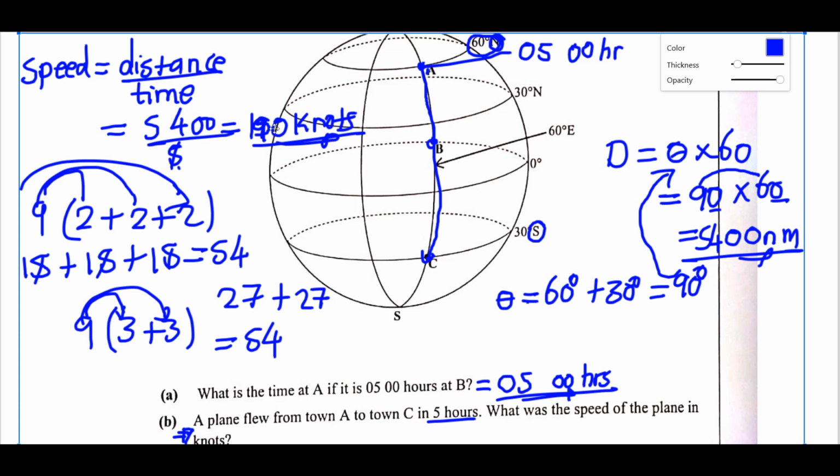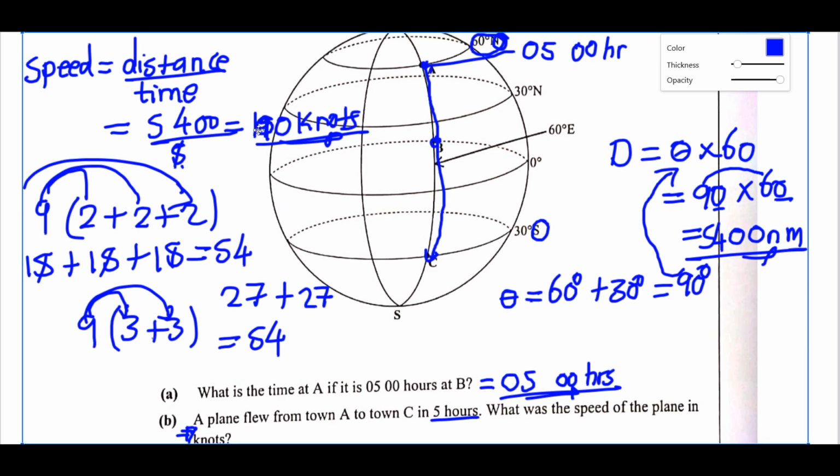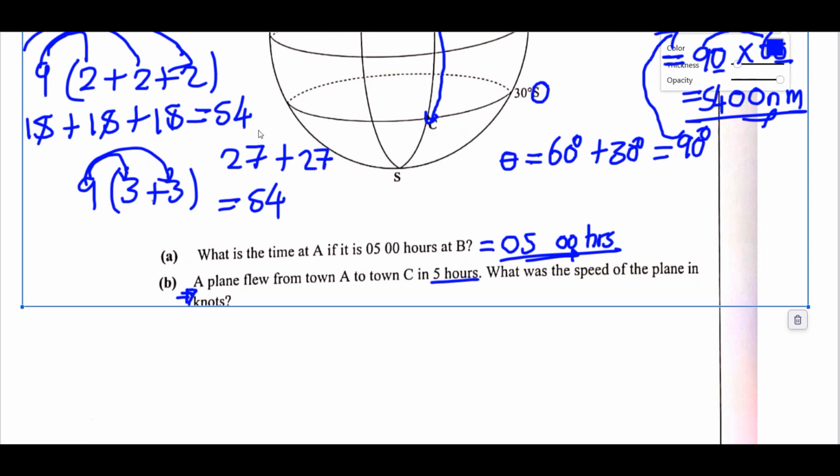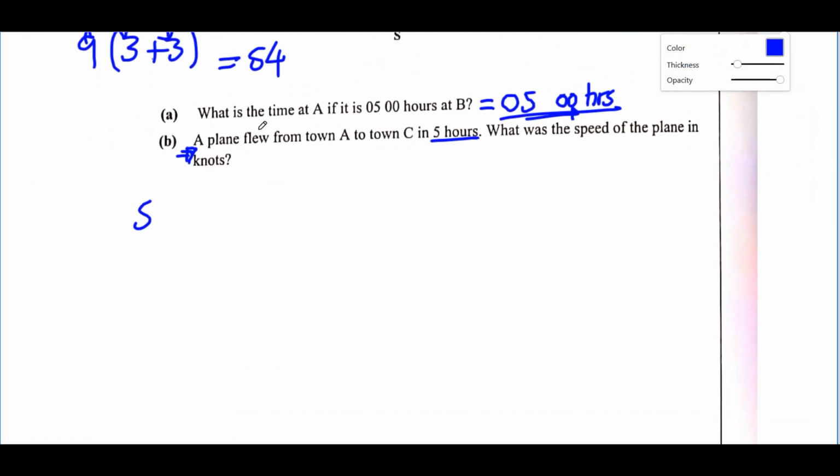Actually, I think I made a mistake here. So this should be the final answer. Let me just scroll down. So the final answer should be speed is equal to 5,400 over 5. So 5 into 5 is 1. Since 5 can go into 400 without giving us a remainder, I'm going to put a 0 here. Then 5 into 400 will give us 80. So this is our answer.